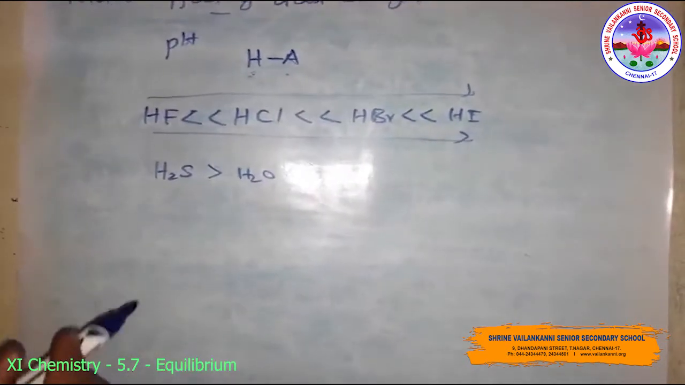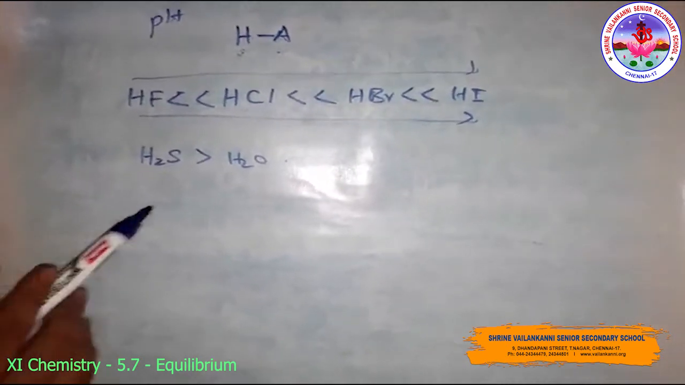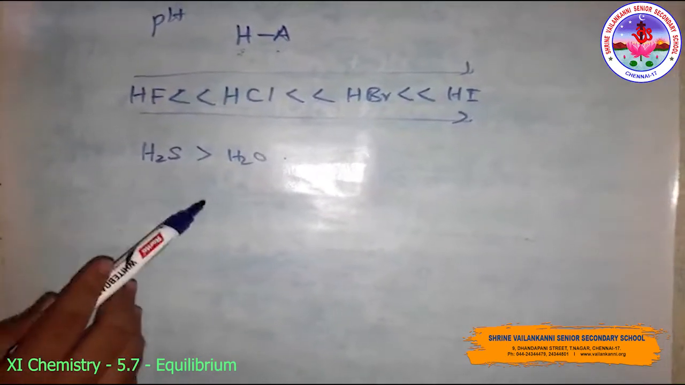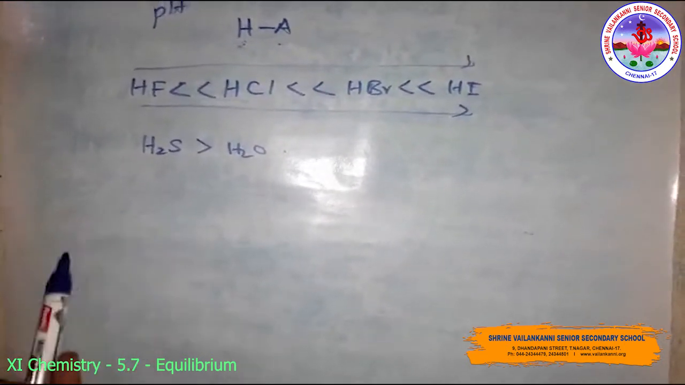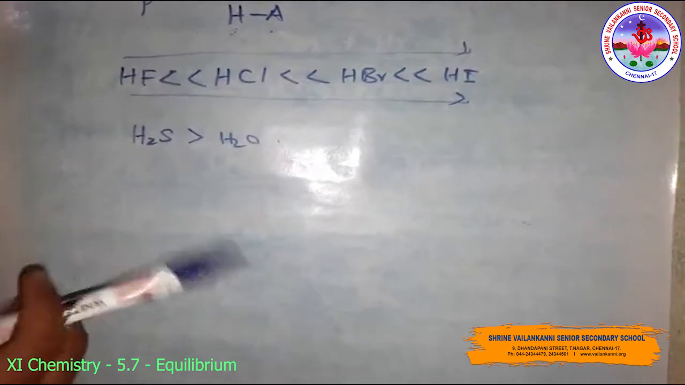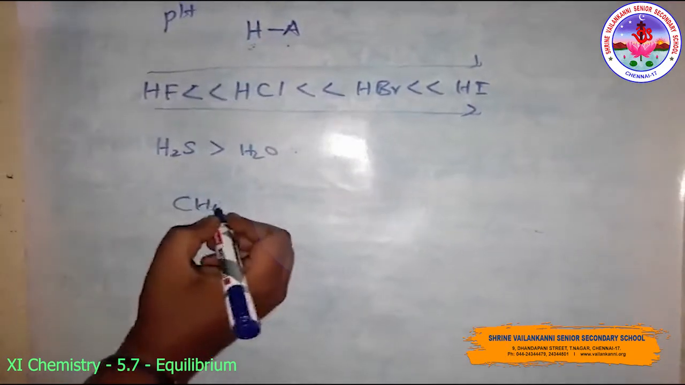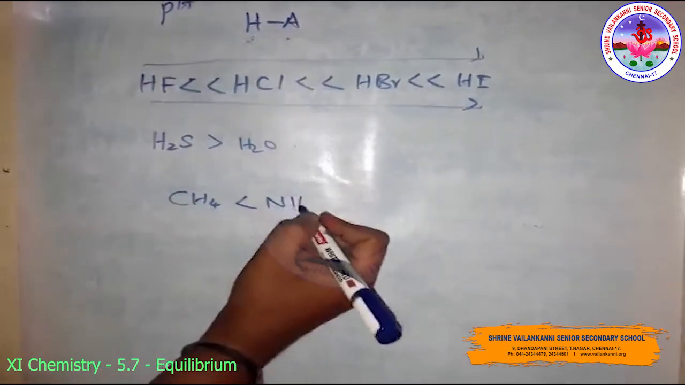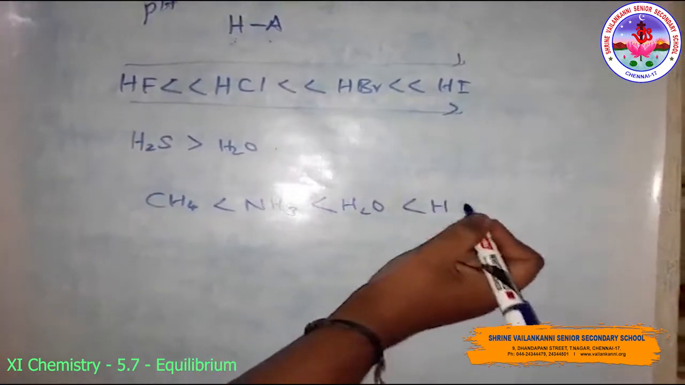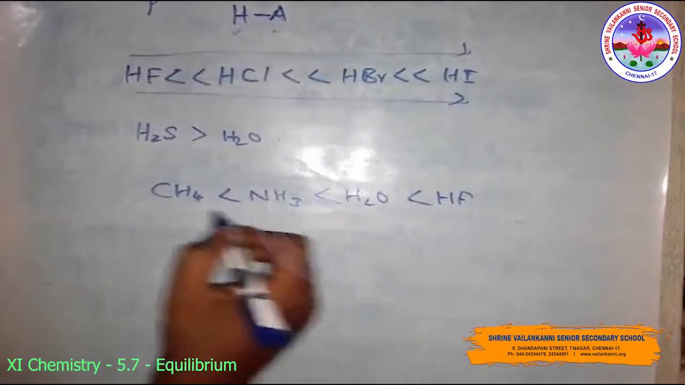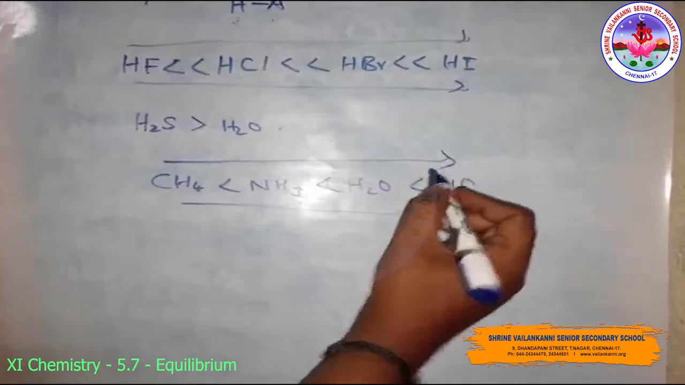Why? Because for the elements of the same row in the periodic table, in H-A bond, polarity becomes a deciding factor for determining the acid strength. So as the electronegativity of A increases, the strength of the acid also increases. This means the electronegativity of A increases like this: CH4 methane is less than ammonia, is less than water, is less than HF. So here the acid strength increases like this, as the electronegativity of A increases like this.